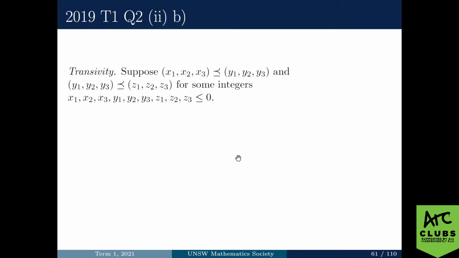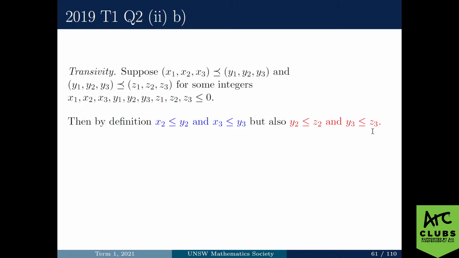Okay? And so now we need to do our final part, which is transitivity. Now we're just trying to show that if this tuple x1, x2, x3 is related to y1, y2, y3, and y1, y2, y3 is related to z1, z2, z3, then x1, x2, x3 must be related to z1, z2, z3. Okay? That's a lot. But it's pretty simple because from our assumption, we can see that x2 is less than or equal to y2, and x3 is less than or equal to y3. But we also know that y2 is less than or equal to z2, and y3 is less than or equal to z3.